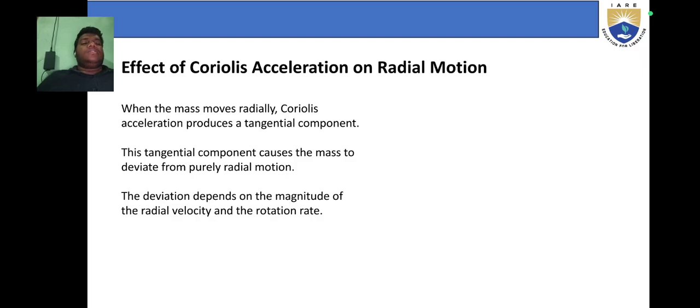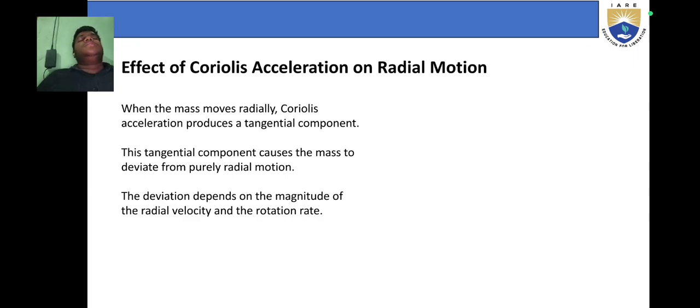Effect of Coriolis and radial motion. When the mass moves radially, Coriolis acceleration produces a tangential component. This tangential component causes the mass to deviate from purely radial motion. The deviation depends on the magnitude of radial velocity and rotational rate.